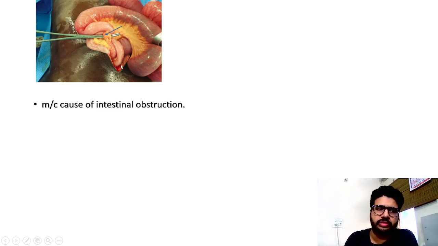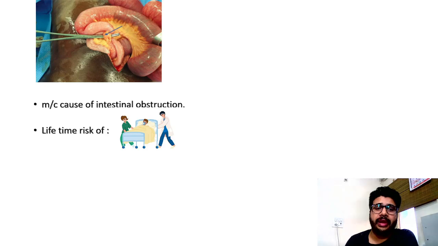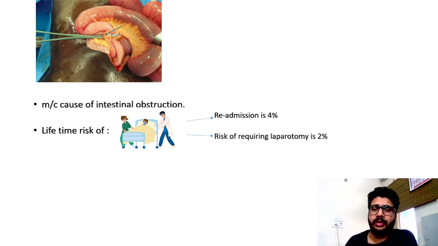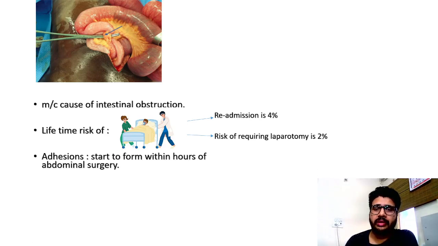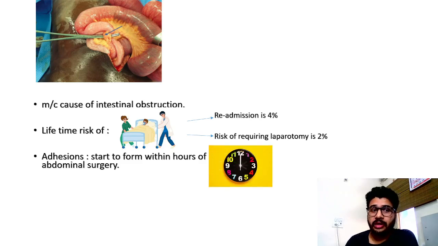So the most common cause of intestinal obstruction is adhesive obstruction, and there is a lifetime risk of readmission of up to 4% due to recurrent adhesions. And when the patient is admitted again and again, there is a 2% risk of having laparotomy. So adhesions start to form within the hours of abdominal surgery. So keep in mind, it is not like the patient will develop adhesions only after 2 months or 4 months.